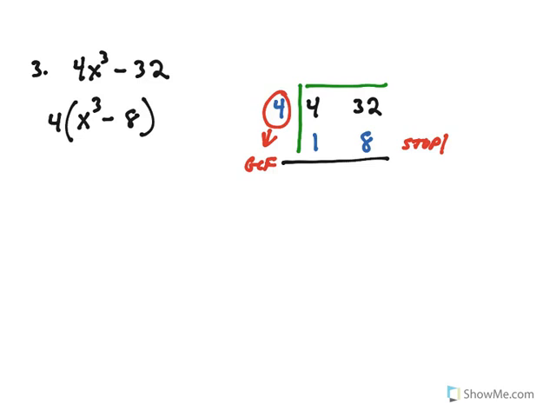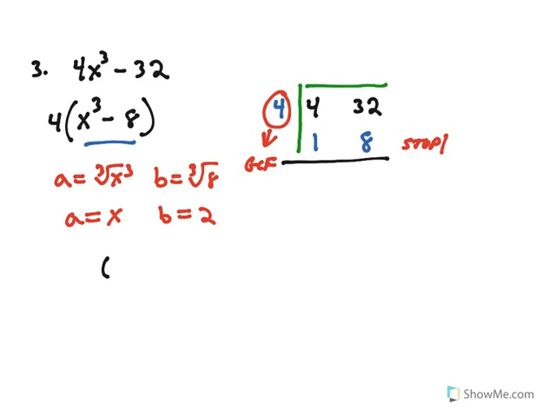And then this is now the difference of two perfect cubes. So what we're going to do is we're going to let a be the cube root of x cubed and b equal the cube root of 8. So the cube root of x cubed is x and the cube root of 8 is 2. So now it's just a matter of choosing the right formula. Since it's the difference, we're going to plug it in. Okay, so we're going to use this formula.